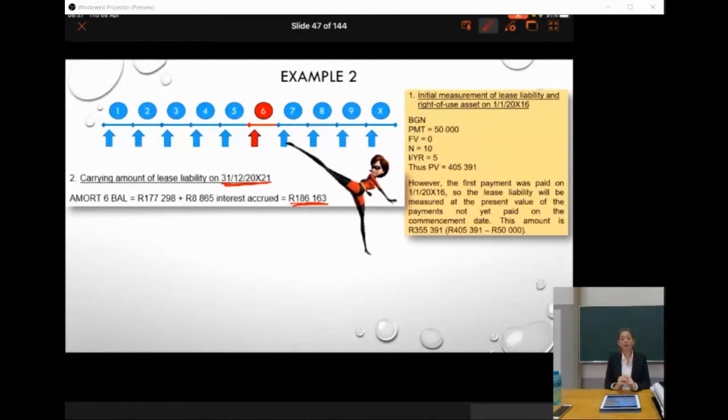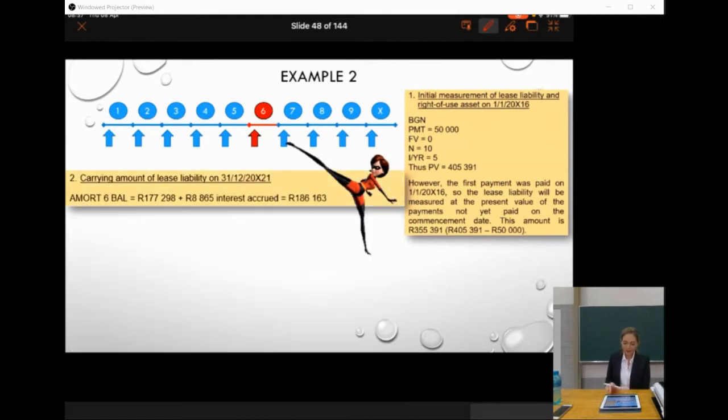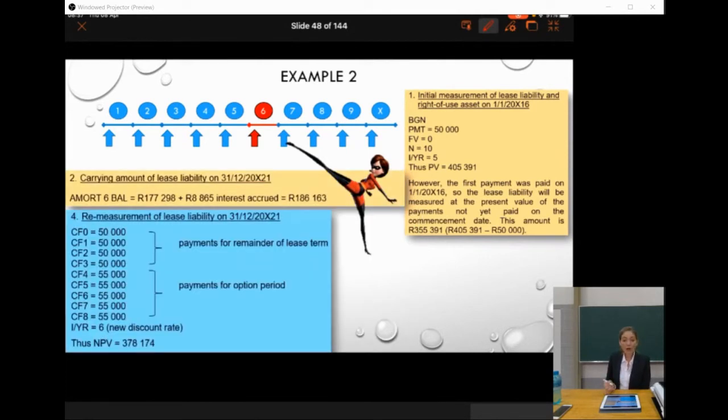Now we decide to exercise our option to extend the lease term. So now we change our mind, and we exercise that option to extend. And remember what we said: the moment we do that, we are going to have to use the new interest rate over the remainder of the lease term. Good. So now we have to remeasure that lease liability over the remainder of the lease term.